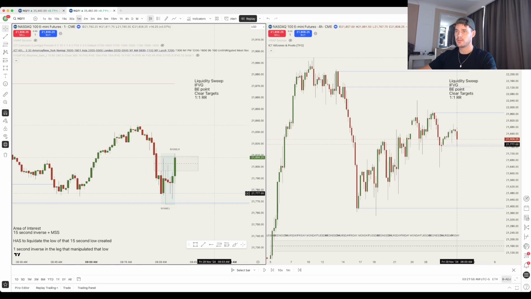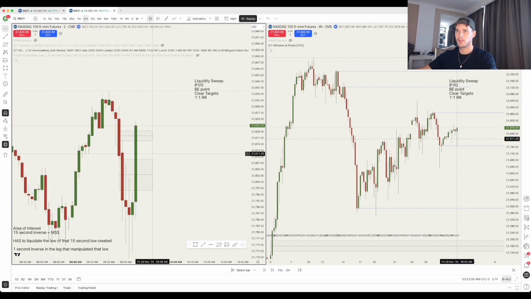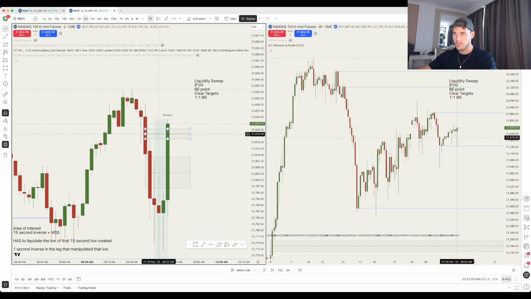All right, there's the first step in from buyers. Now, looking at this, we have this fair value gap up here still. If we go to the 2 minute, the only fair value gap we have is this one. This is a super solid trade.